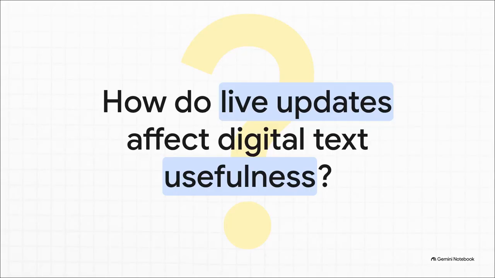I'm going to pause right here and throw a homework question directly at you. How do live updates in digital texts affect their usefulness? Take a quick beat and think critically about that sports score example we just went over. How does that constant updating actually change your experience?